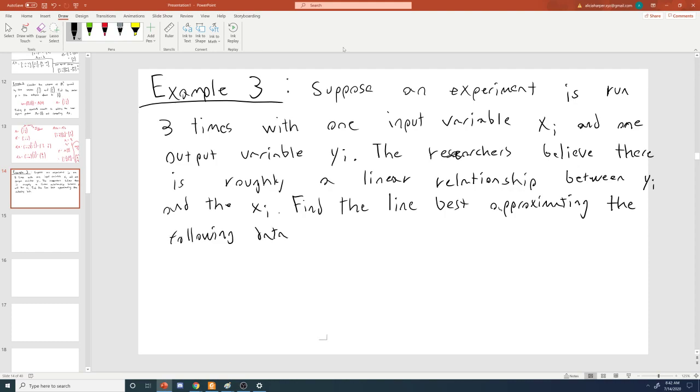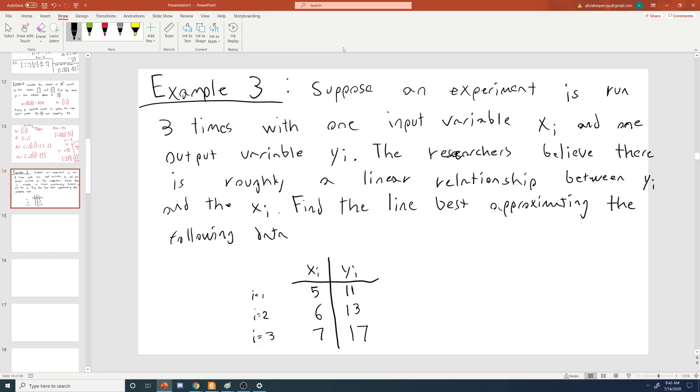So say we have the following table. So we have xi and yi, and we have i equals 1, i equals 2, i equals 3. So for 1, the input was 5. For 2, the input was 6, and for 3, the input was 7. And then for i equals 1, we get 11. And then for 6, we're going to get 13. And then for 7, we got 17.